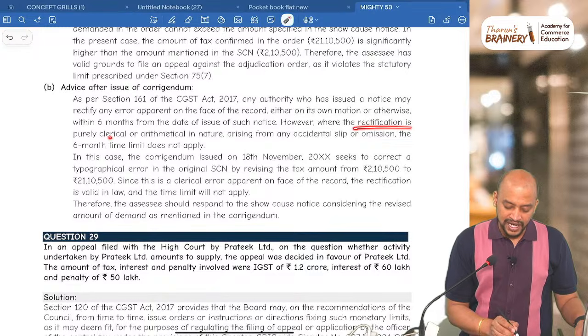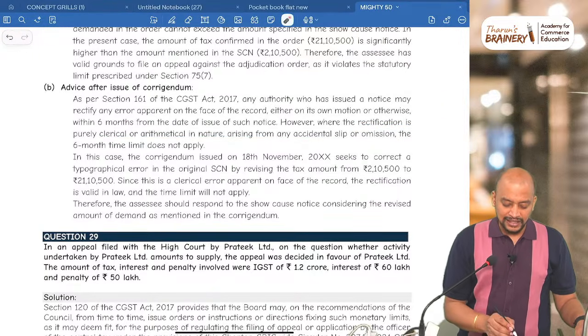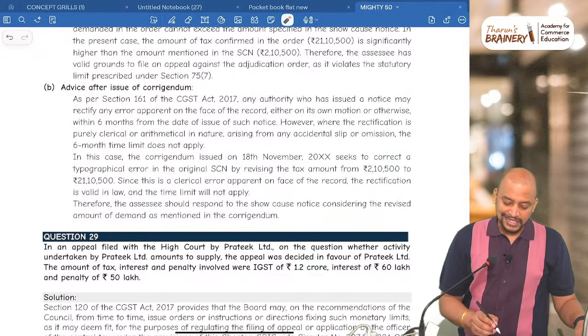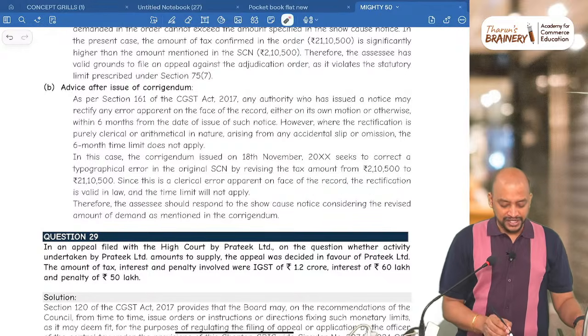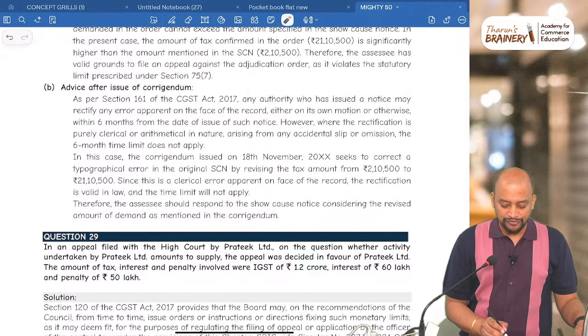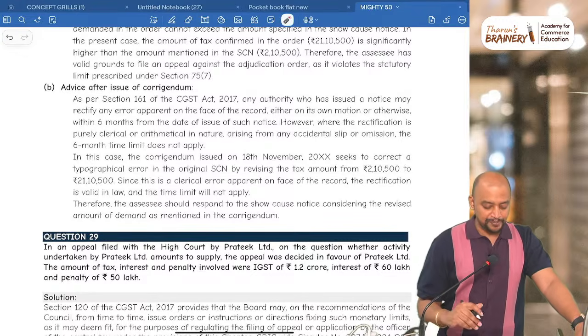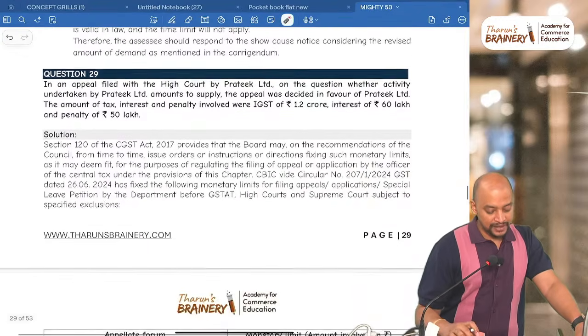However, where the rectification of error is purely clerical or arithmetical error, then the time limit is not applicable. In this case, the corrigendum is issued on 18 November, and seeks to correct a typographical error. Since this is a clerical error, the rectification is valid and the time limit is not applied. Therefore, the assessee should respond to the show cause notice considering the revised amount of demand as mentioned in the corrigendum.